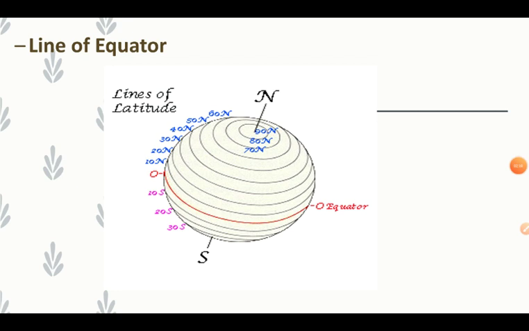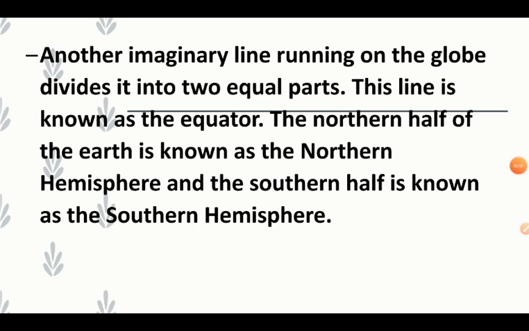Now this line of the equator divides the earth into two parts. You can see the line of the equator, and there is a 0. When you move toward the north side, it is 10 north, 20 north, 30 north, 40 north, 60 north. And when you move towards the south, it is 10 south, 20 south, 30 south, like that. Now come to our main topic.